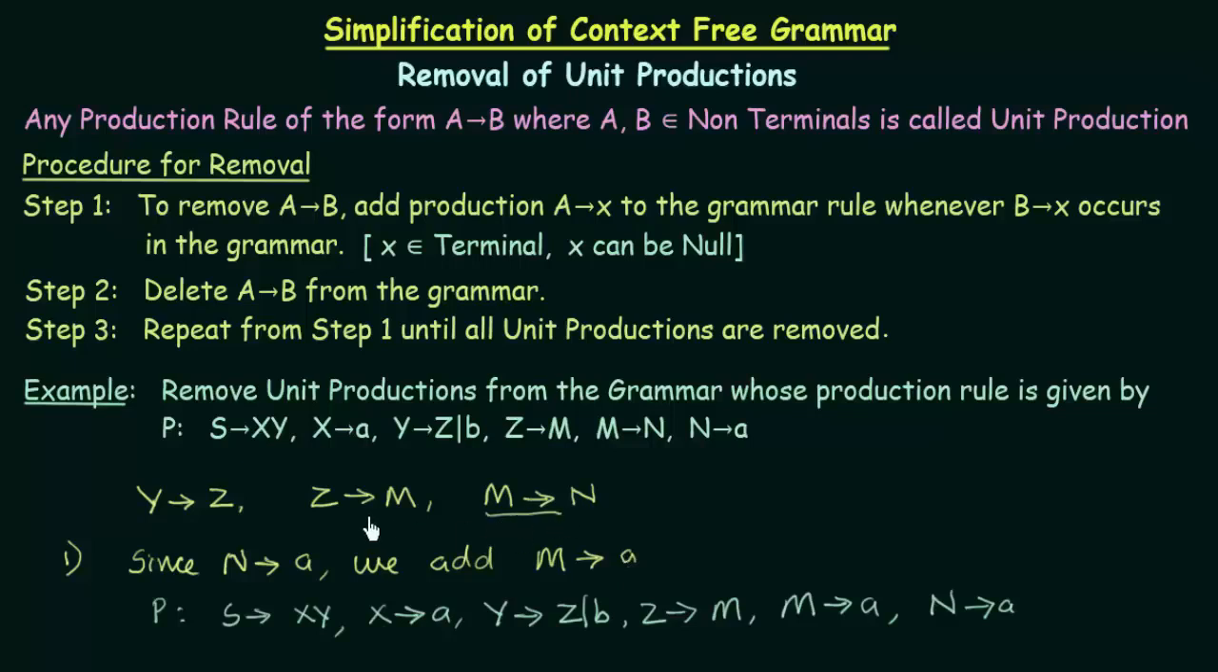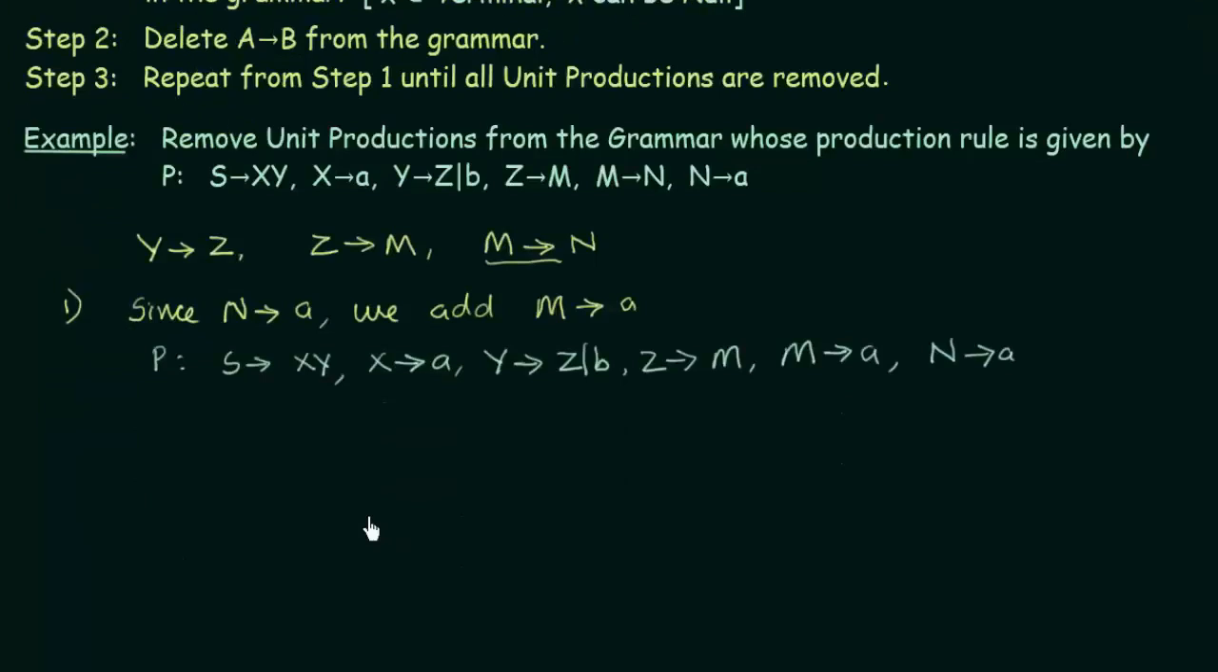Now we have to remove the second one, which is Z gives M. So let me do that. In order to remove this, we see that we have Z gives M, and from our new production rule we are seeing that M gives A. So since M is giving A, I can replace Z gives M by Z gives A. So since M gives A, we will add a new production which is Z gives A.